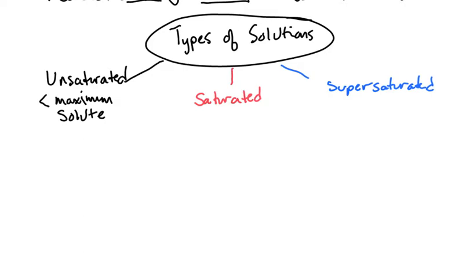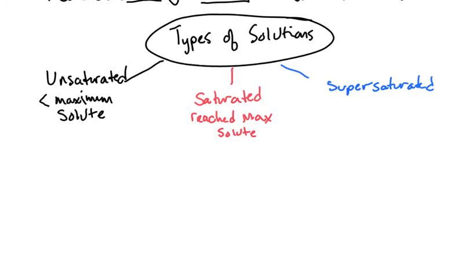Saturated, however, has reached its max. Reached its maximum amount of solute. So if we're using Kool-Aid, for example, this would be like adding a whole nother packet into your pitcher of Kool-Aid and still ending up with a whole bunch of solid pieces that just do not dissolve, okay, because you've reached its max. So as soon as you've poured enough solute that can possibly dissolve, it's considered saturated.